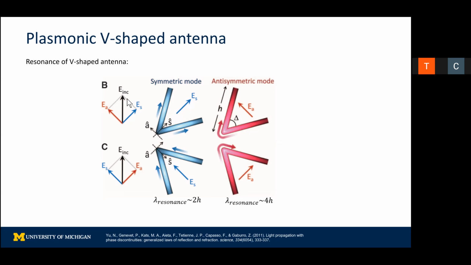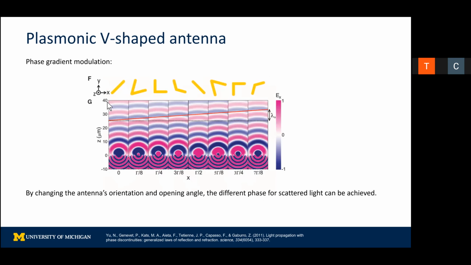And since we can always decompose the instant electric field along the symmetric direction or the anti-symmetric direction, we can say that we can actually add those 2 modes together and expand the modulated phase to 2π. This is what they actually did in the first paper.